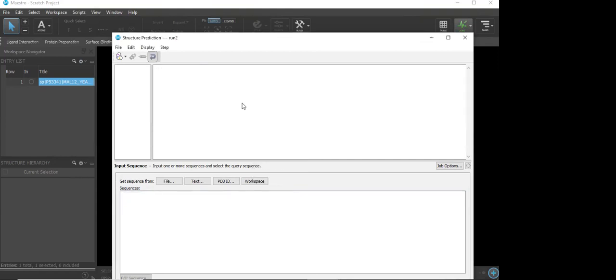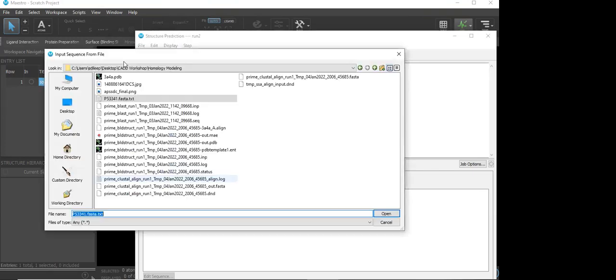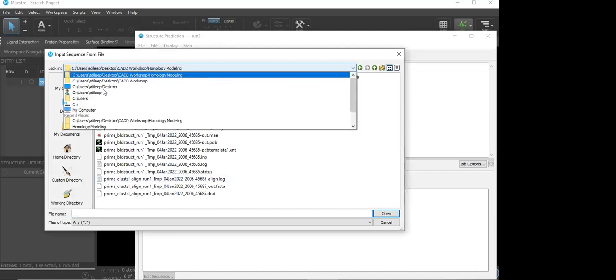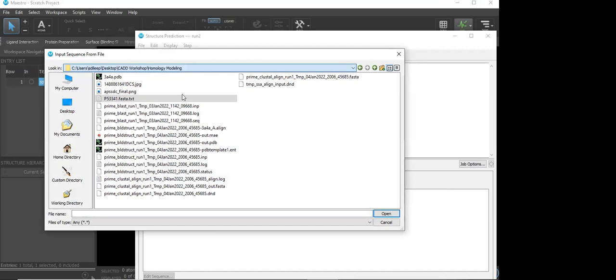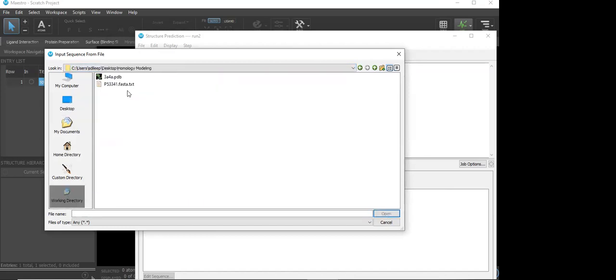and then there is an empty window. There you can get the FASTA sequence of the query protein. Here you can see get sequence from. Just click File. Then go to Desktop. There I have saved this FASTA sequence for the query protein.